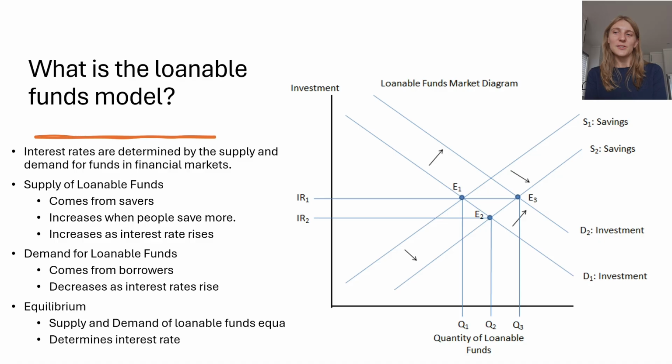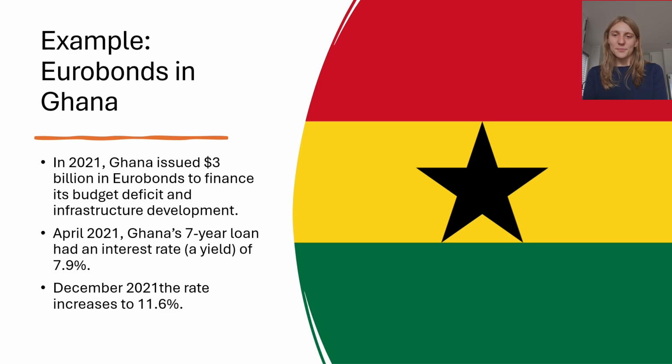The interest rate is determined where the supply of loanable funds equals the demand, which means that the interest market is in equilibrium. For example, in 2021, Ghana sold $3 billion in Eurobonds to finance its budget deficits and develop infrastructure. And these are essentially just big loans that the government promises to repay with interest.